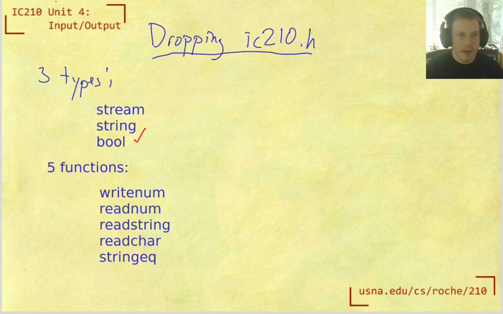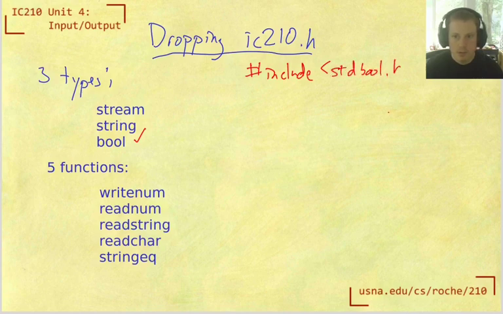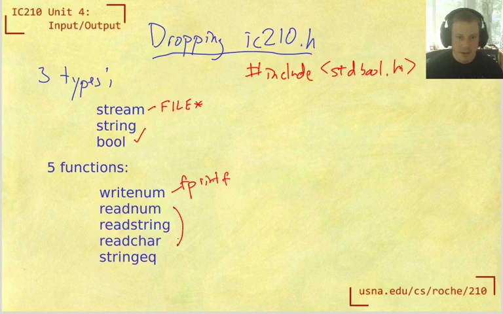hey, we got the bool from doing #include <stdbool.h>. And then we can also get the stream type. We don't really need to use this anymore. We replace this with FILE *. If we don't need to use write num anymore, we can use printf instead, or fprintf. And read num, read string, and read char, we can do all that with fscanf, as we've already learned about. And those things are all available if we #include <stdio.h>.